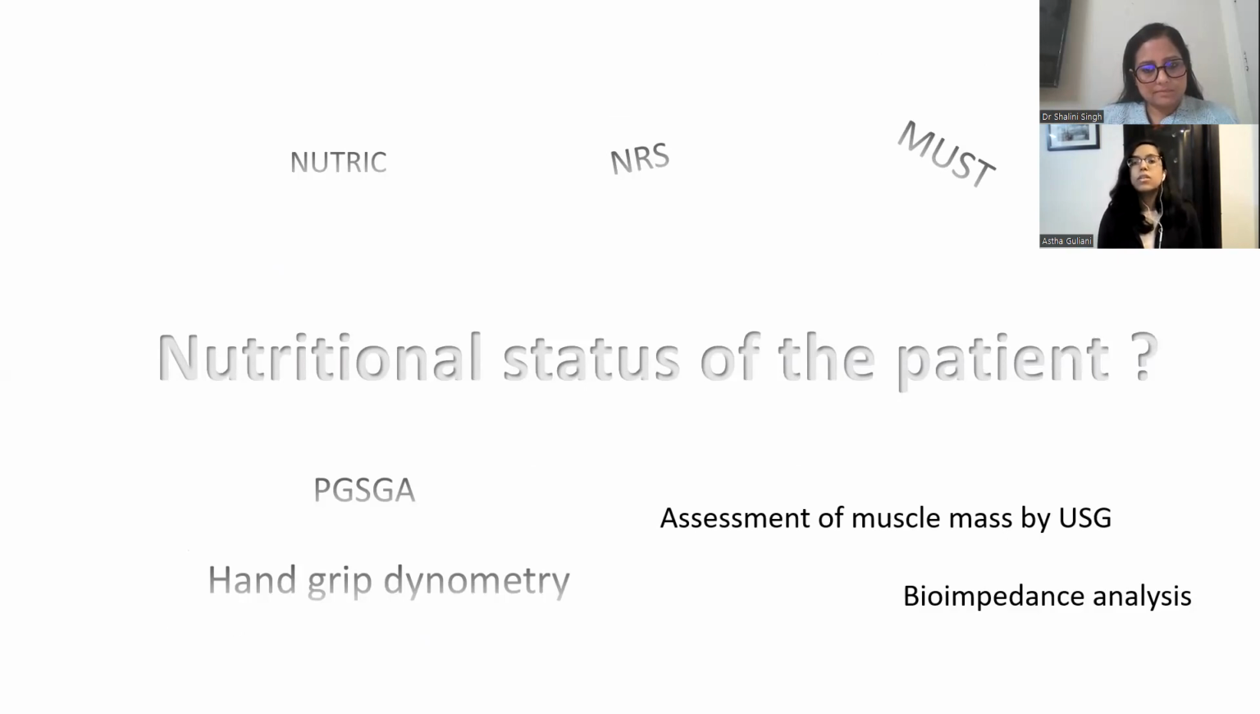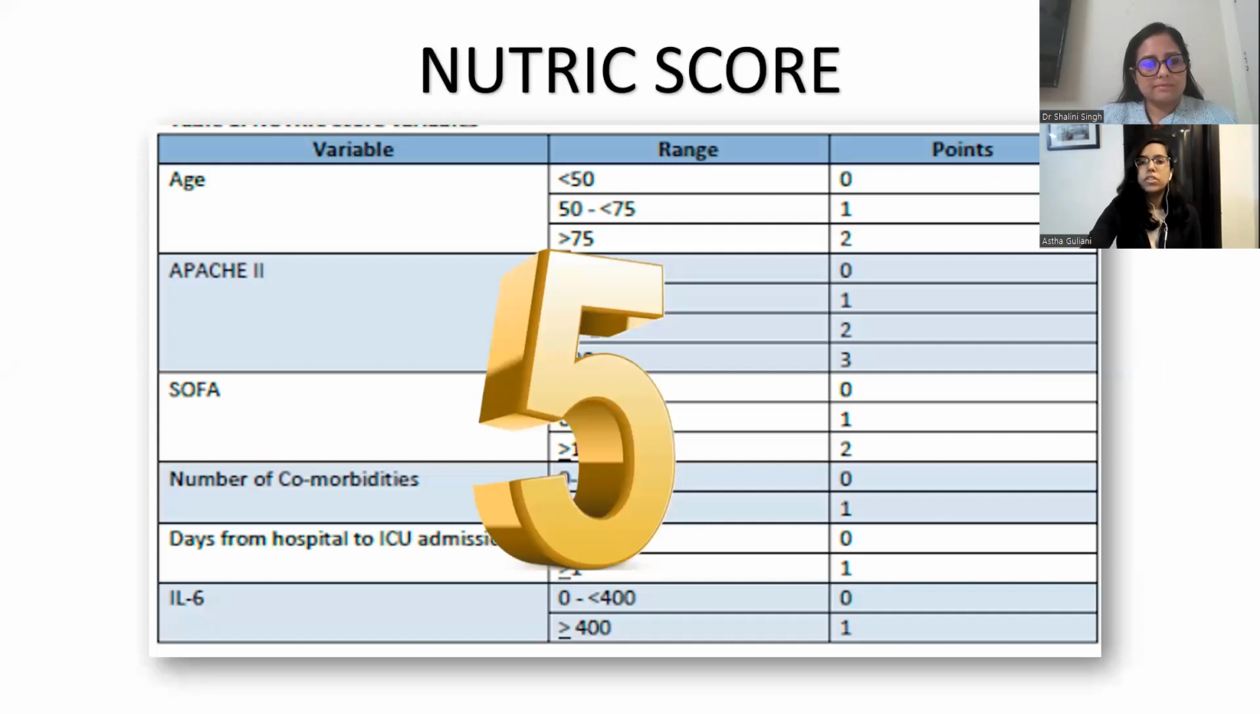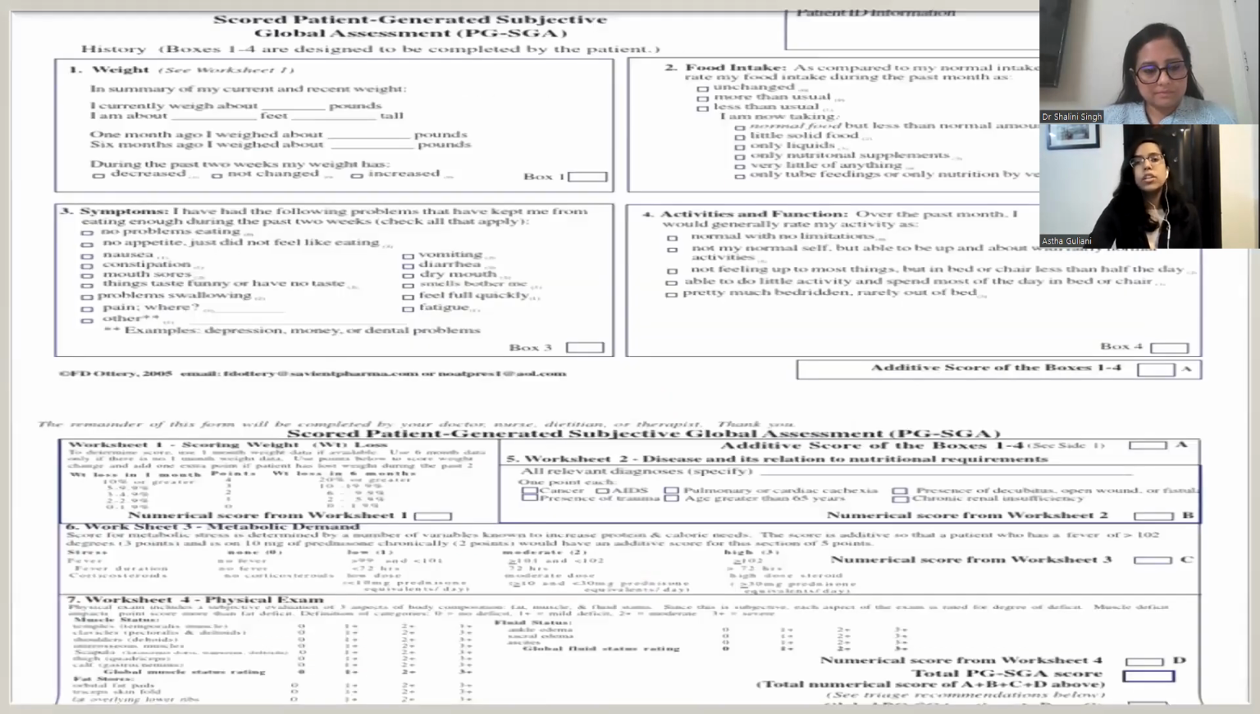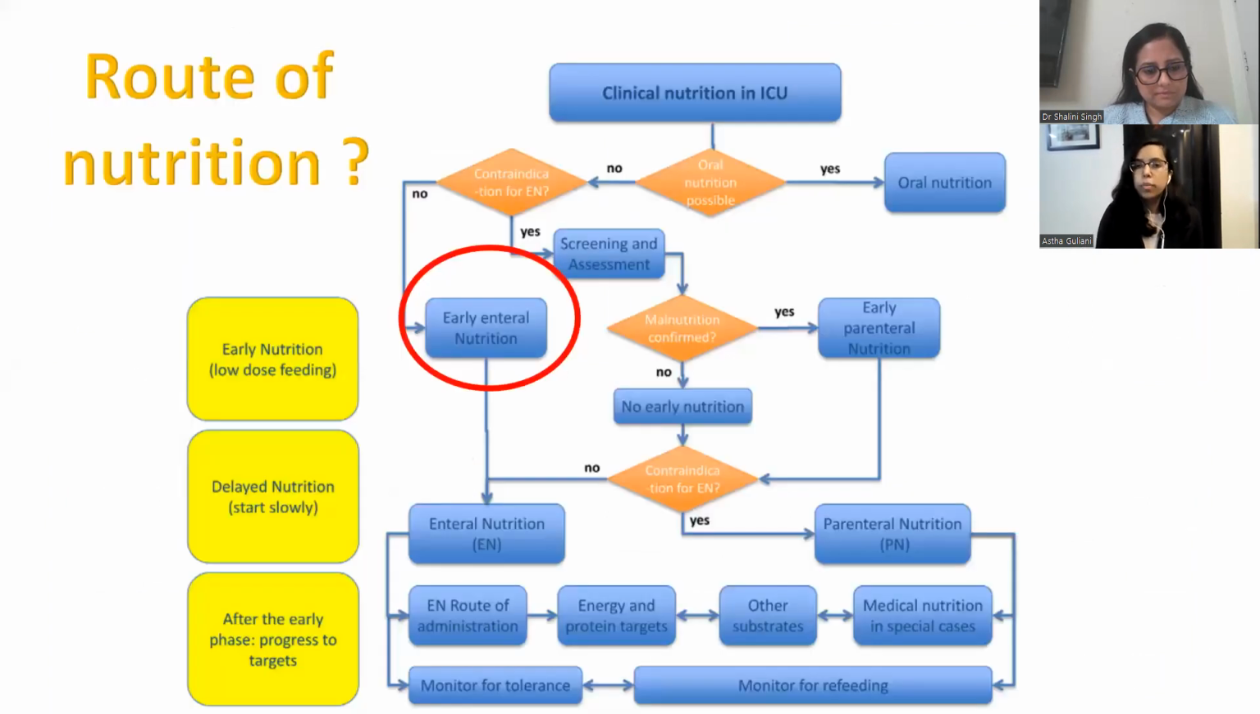Bioimpedance analysis is the one that is the most accurate and most preferred. However, because it's not readily available, we rely mostly on NUTRIC or SGA. So for my patient, her NUTRIC score was 5, and her subjective global assessment showed that she was very high risk.